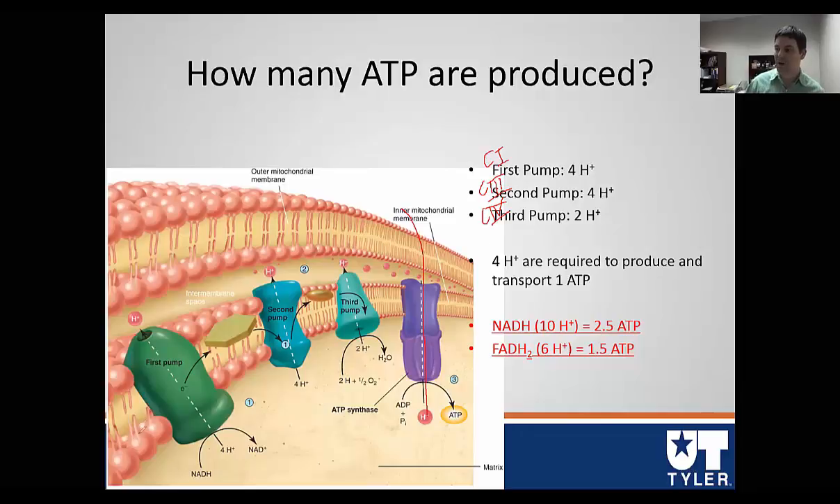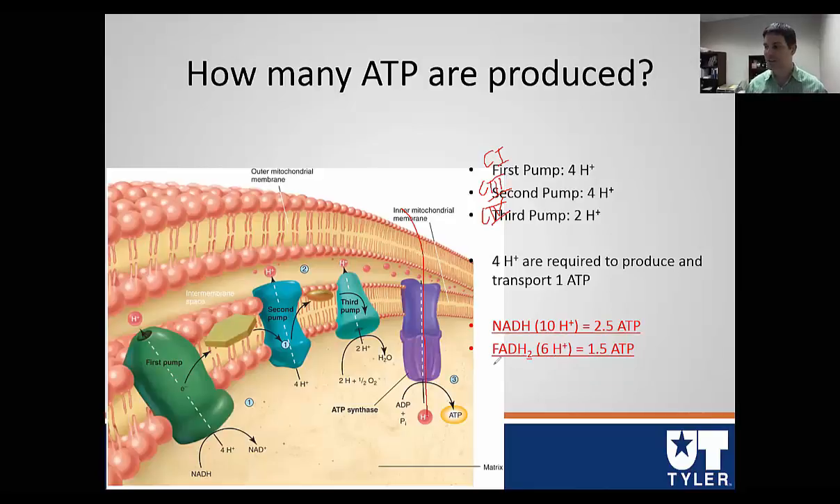So if we add them all up, we can say that, if you remember, NADH comes in at complex 1, so therefore we get 4 plus 4 plus 2 gives us 10 hydrogen ions pumped across per molecule of NADH, giving us a net of 2.5 ATP per NADH.